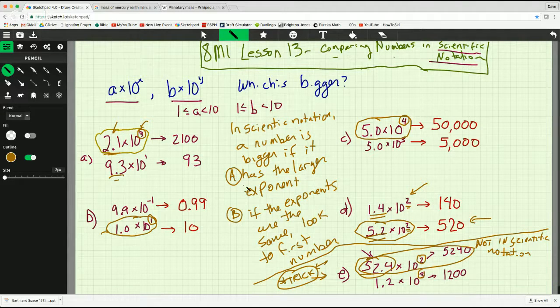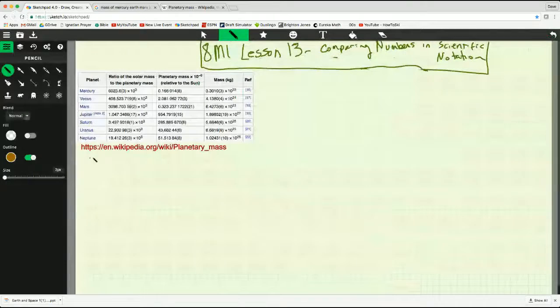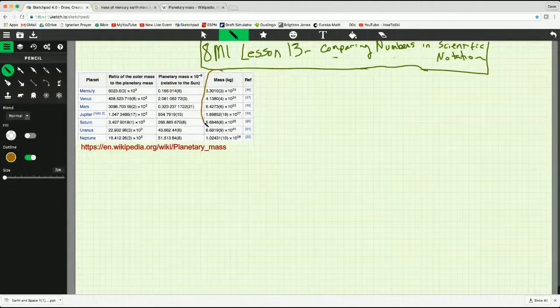Okay, so now that we got the rule, first look to the exponent, then look to the coefficient if you have to. Let's see if we can apply that on this second page. I took these numbers, the mass. Let's look at just the mass of these various planets. And I got this from Wikipedia. Here's my reference. I took this off wikipedia.org at Wiki in the Planet Mass. It's very important when we take things from the internet that we cite our references.